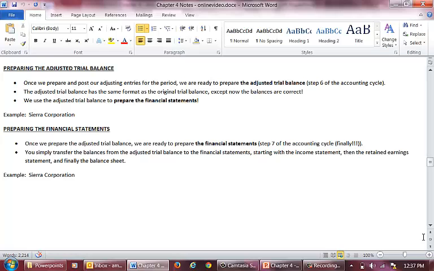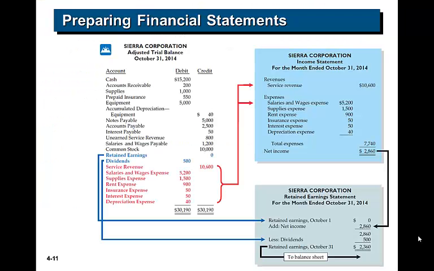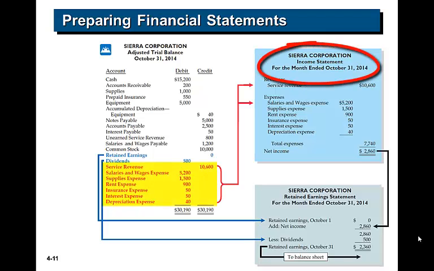Let's look at the financial statements for Sierra Corporation. These are the financial statements for Sierra Corporation for the month of October. Hopefully they look familiar to you because we looked at these financial statements in Chapter 1. We start with the income statement. We pull the income statement items from the adjusted trial balance.